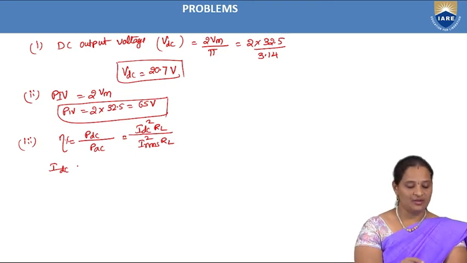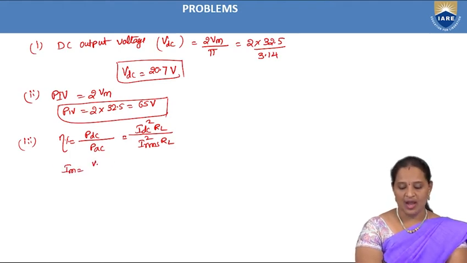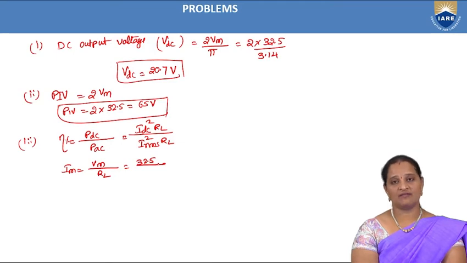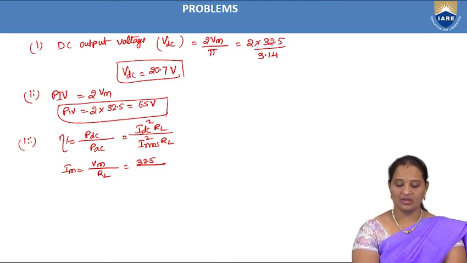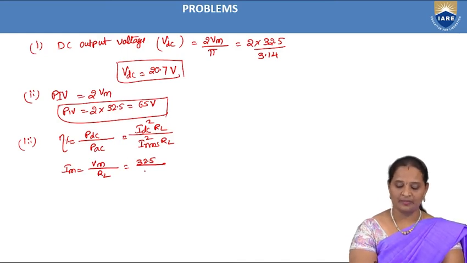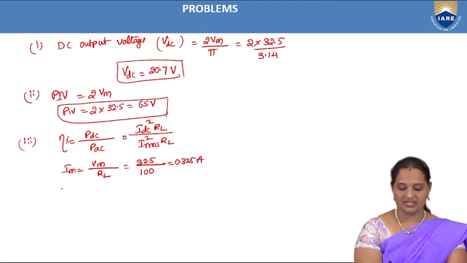Before finding the IDC value, I have to calculate IM. So what is IM? IM is equal to VM by RL. What is VM here? 32.5, because RS and RF are not given, those are negligible. That is why RS plus RF are considered to be 0, where RL is 100. So this is 0.325 amperes. This is IM, the maximum current.